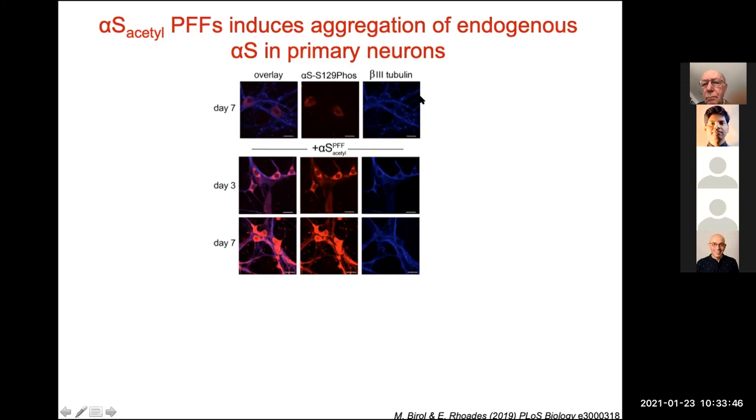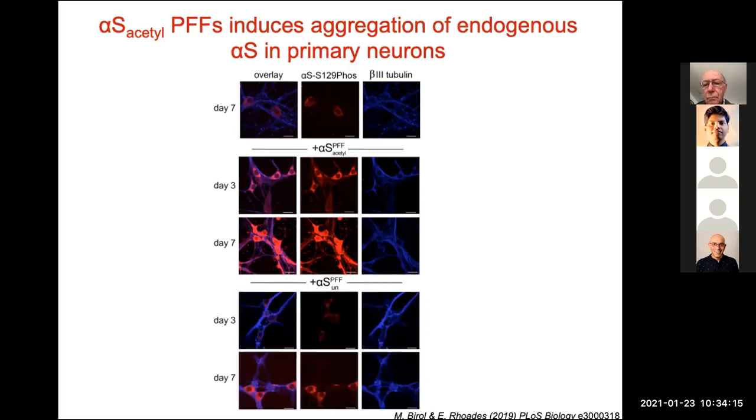So this is day 7 normally of our neurons, where you see very little of the phosphoserine 129. If we have treated those cells with acetylated protein that has PFF, our preformed fibers, you can see by day 3, we have a lot of the red staining in the cell body. And then by day 7, it's basically spread throughout the processes as well. And it's actually quite intense. And we couldn't measure beyond day 7 because by day 8, most of our neurons were dead.